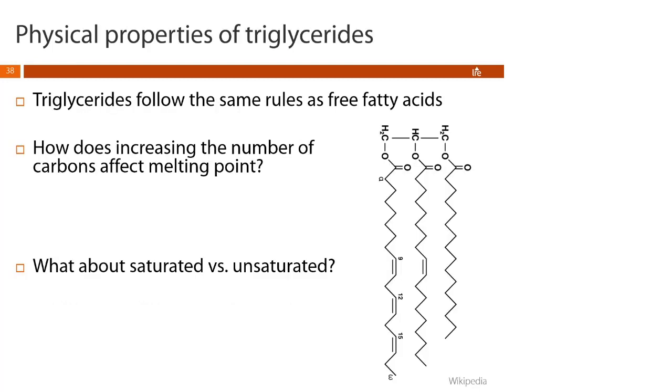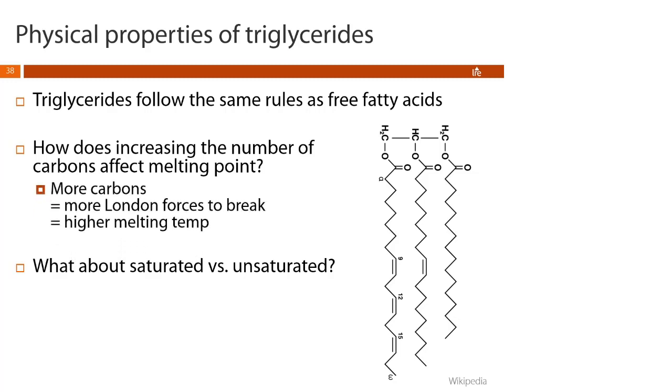Okay, so let's talk a little bit about the physical properties of triglycerides. So these are going to follow the same rules as free fatty acids. So I want you to pause the video and think about this first question. How does increasing the number of carbon atoms affect the melting point? As we increase the length of the fatty acid chains that make up the triglyceride, we're increasing the surface area between neighboring triglycerides. So if we're increasing the surface area, they're going to be able to form more London interactions between the chains. That's more forces that we have to break, meaning we have a higher melting temperature.